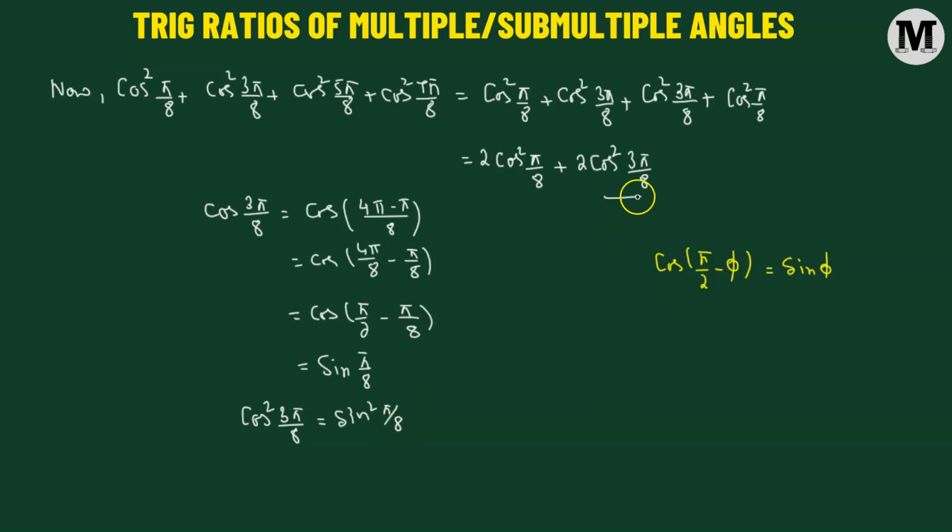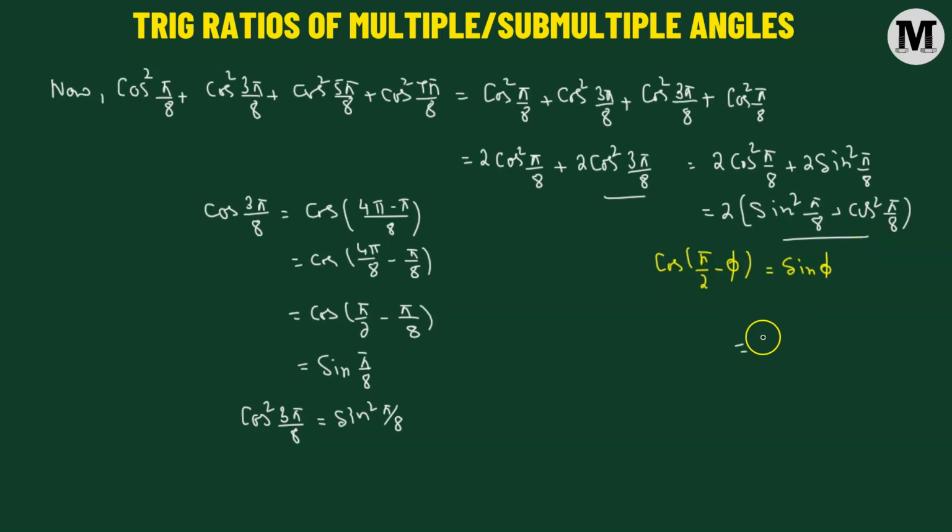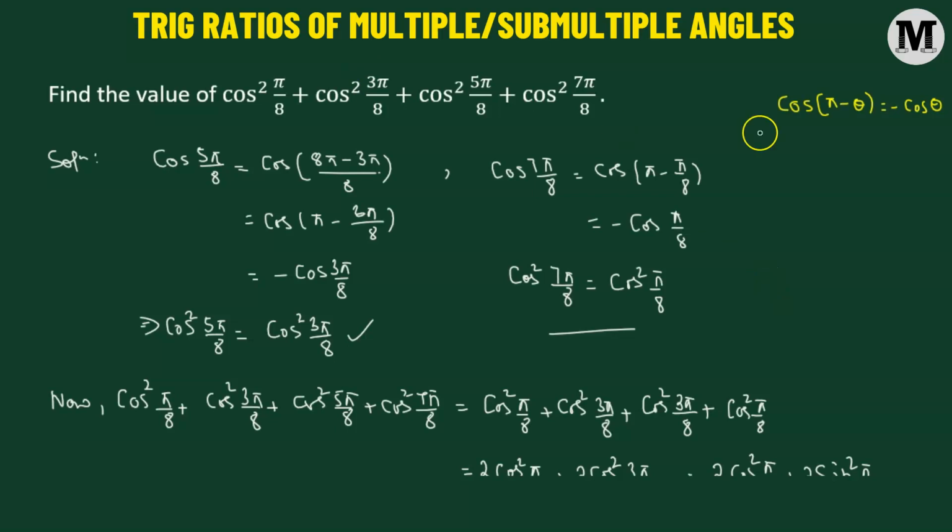So what we'll do, we'll replace this cosine squared 3 pi over 8 with sine squared pi over 8 such that we get the expression 2 times cosine squared pi over 8 added to 2 times sine squared pi over 8. If we factor out 2, 2 will get multiplied to sine squared pi over 8 plus cosine squared pi over 8. And this is a standard identity. This value is always equal to 1. So we finally get 2 times 1, which is equal to 2. So this means that the value of the given trigonometric expression is going to be equal to 2.